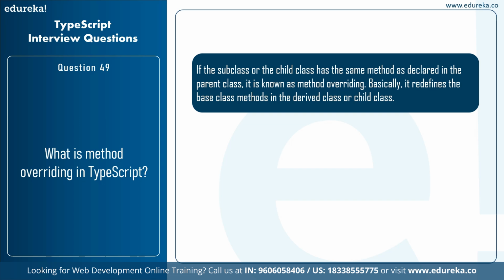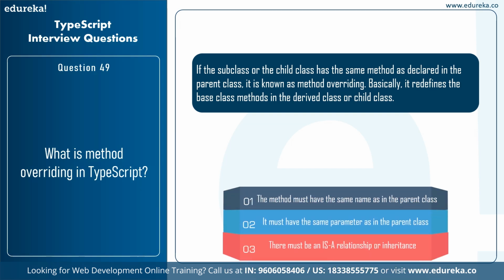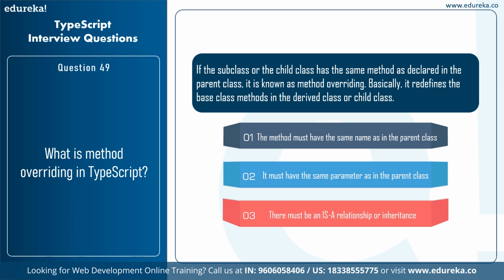Now, there are certain rules for method overriding as well. For that, the method must have the same name as in the parent class. Also, it must have the same parameters as in the parent class. And finally, there must be an IS-A relationship, or inheritance at least.